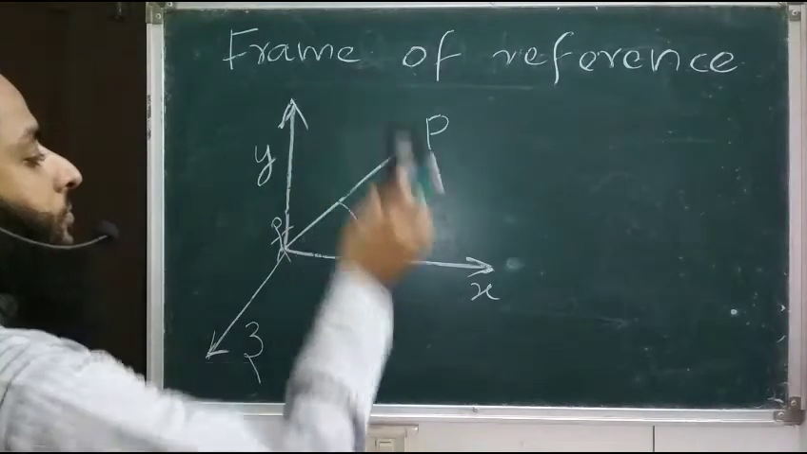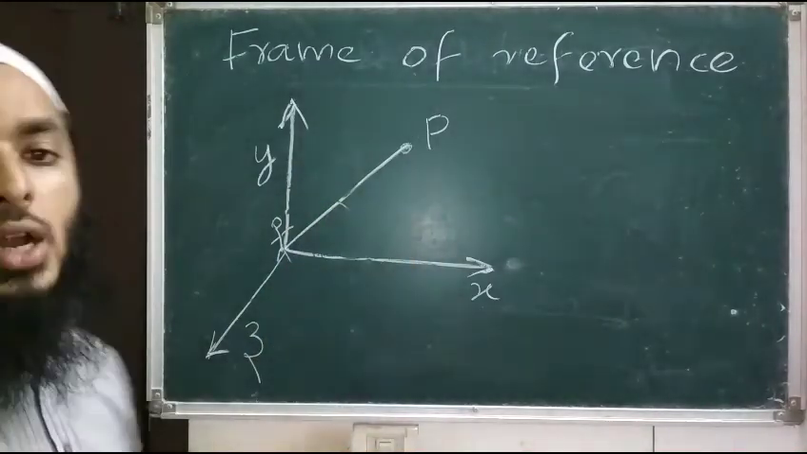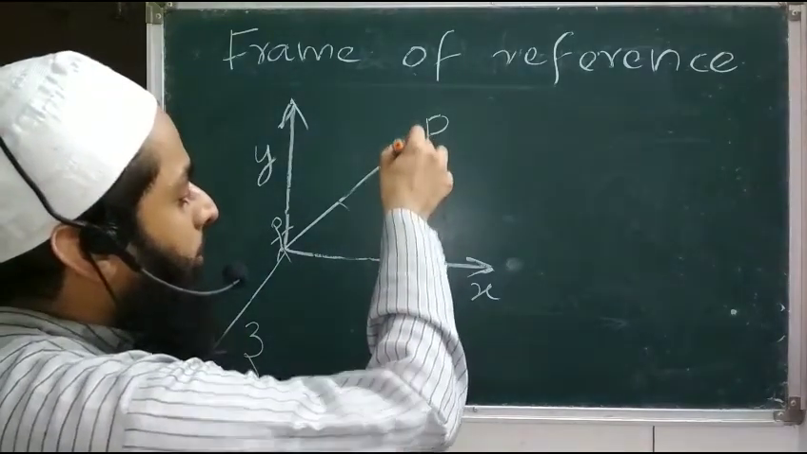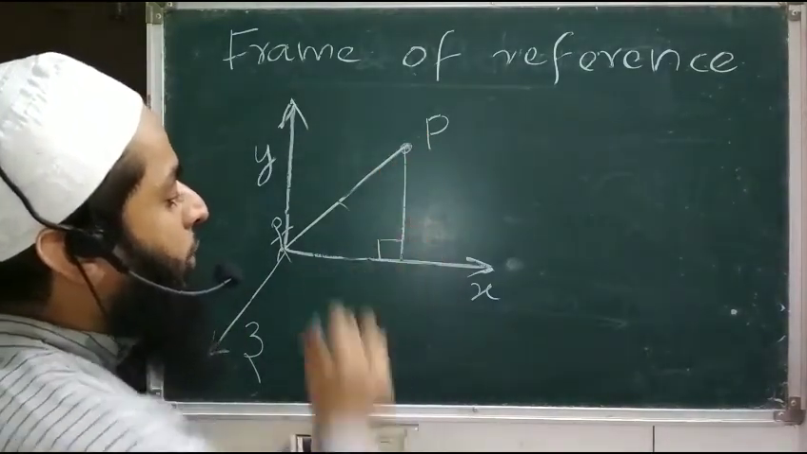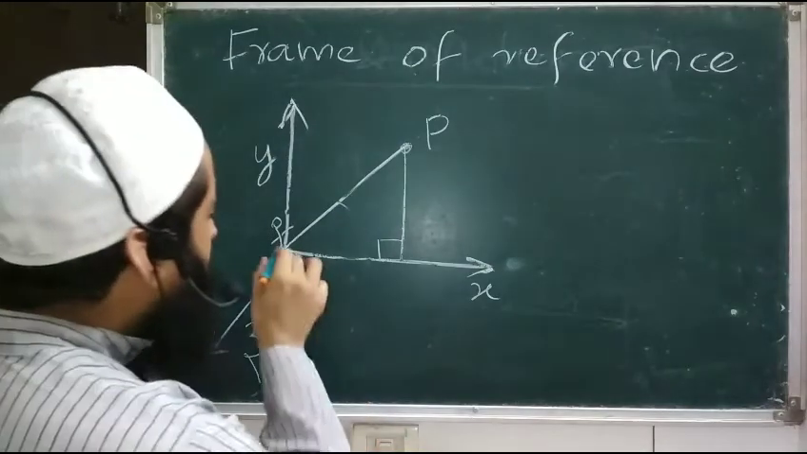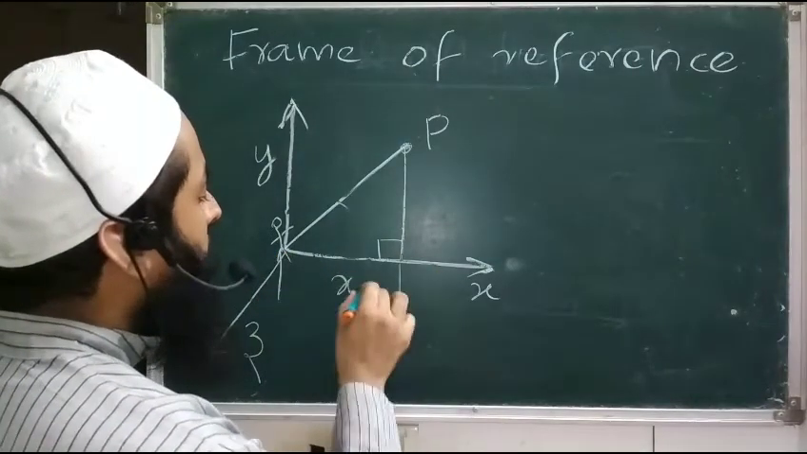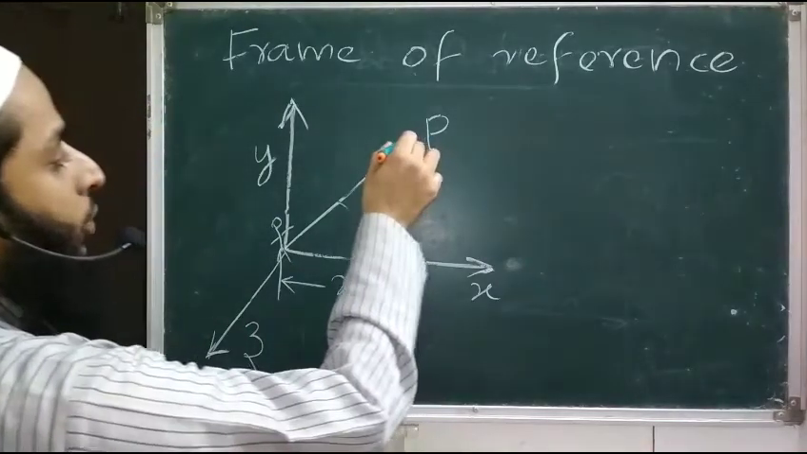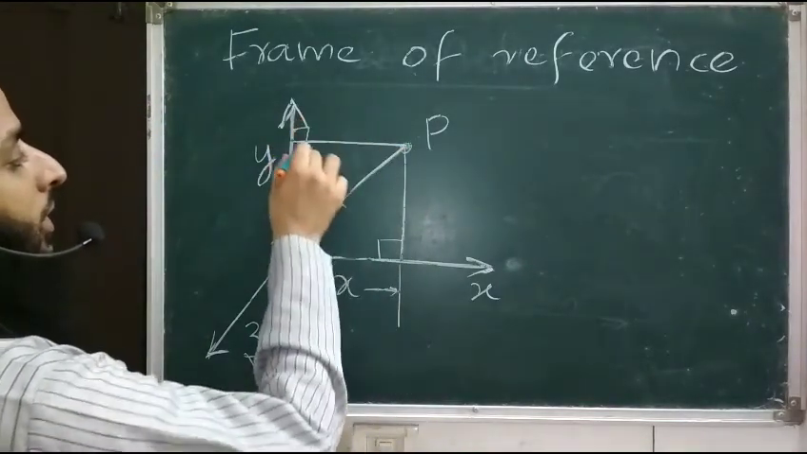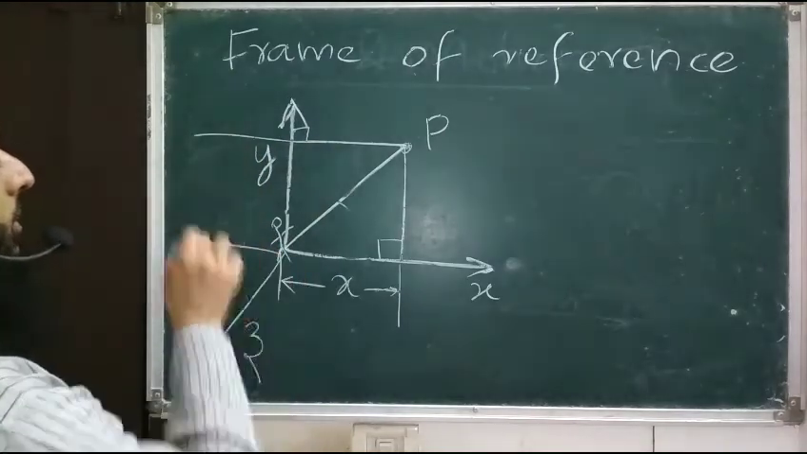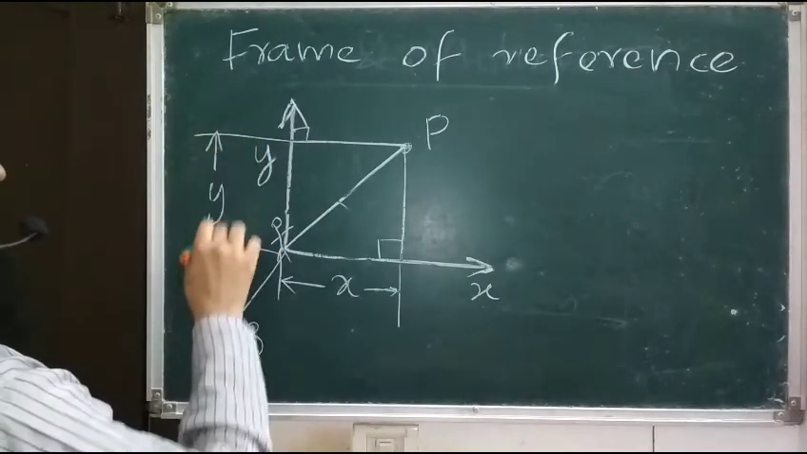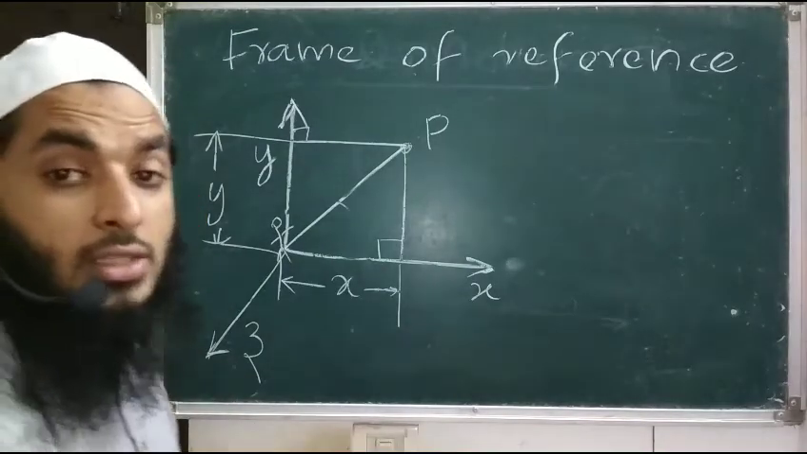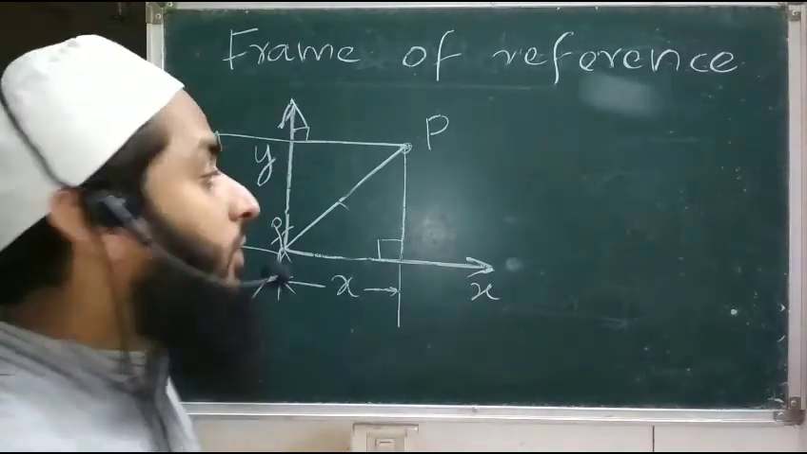Another way is using the Cartesian coordinates. What is the meaning of Cartesian coordinates? If you drop a perpendicular to the x-axis, the distance from the origin to this point is called the x component, or x coordinate. Similarly, if you draw a perpendicular to the y-axis, you'll get the y coordinate over here. This is the y coordinate. Now, we can describe a certain thing called the position vector.